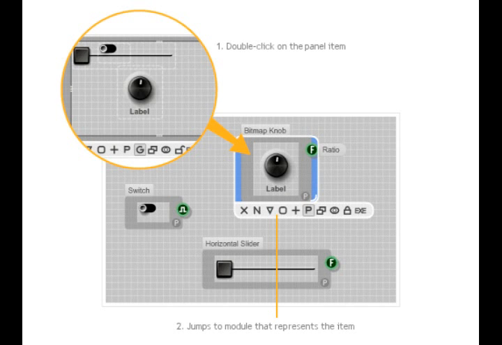Jumping. If you want to jump straight to the module that is represented by a front panel item, then all you need to do is double-click on it.